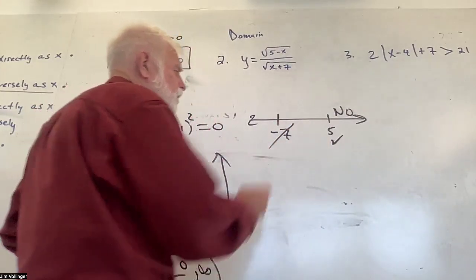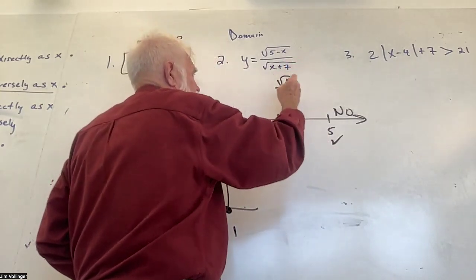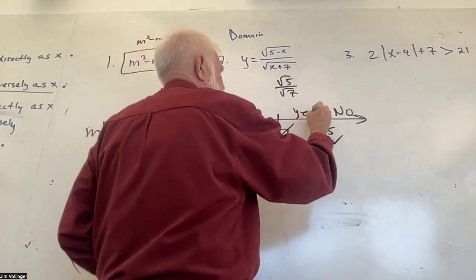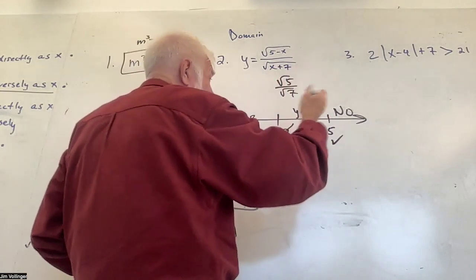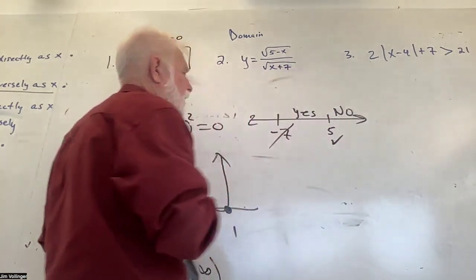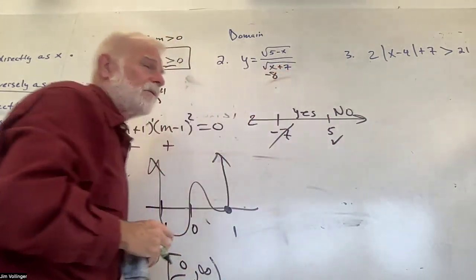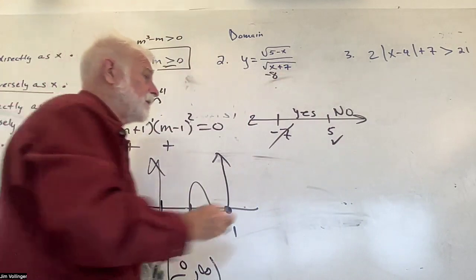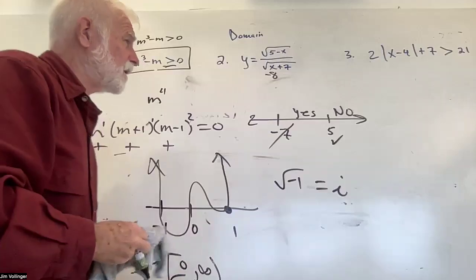Can I use numbers between -7 and 5? Let's put a 0 in here. Does the square root of 5 divided by the square root of 7 exist? Absolutely, yes. We'll get something on a calculator. It looks like it'll be a little less than 1. All right. Can I use numbers less than -7, like -8? And for the reason I talked about before, no, the square root of -1 is actually what we call i. Talked about that in class quite a bit.